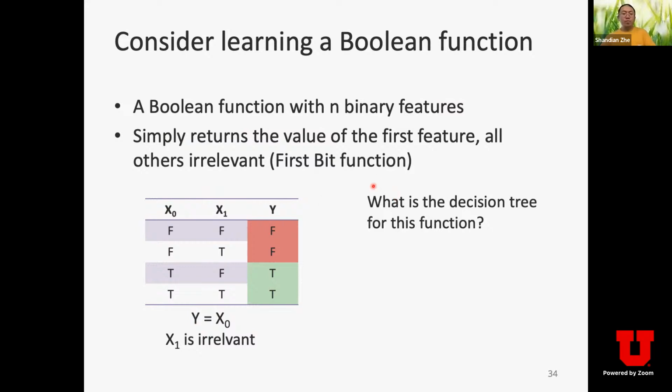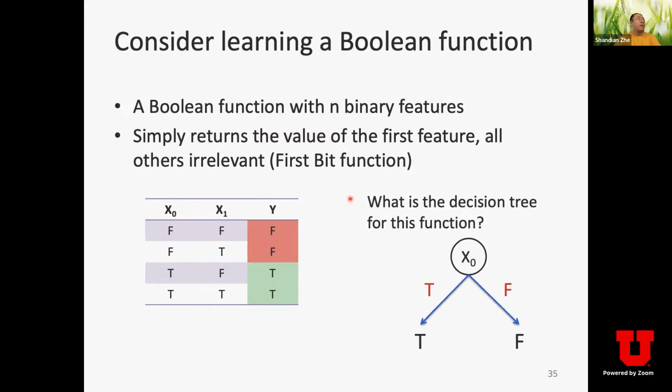If we manually construct a decision tree or run our ID3 algorithm, we can easily get this tree, because the first bit function is only determined by the first attribute. If you calculate information gain, it will tell you that the first attribute x0 gives you the largest information gain. Then you use x0 to split the data set, and it gives you two leaf nodes. I'll leave it as an exercise for you to convince yourself that ID3 will generate this tree. So this is just one example.